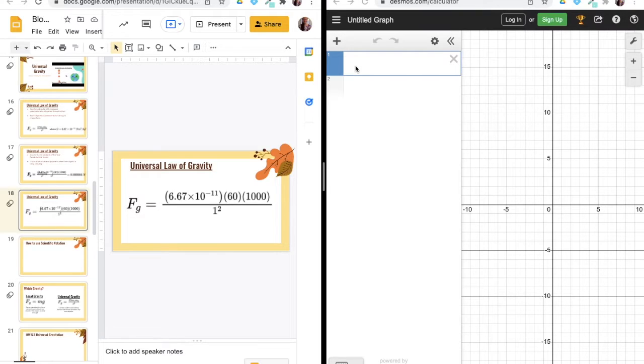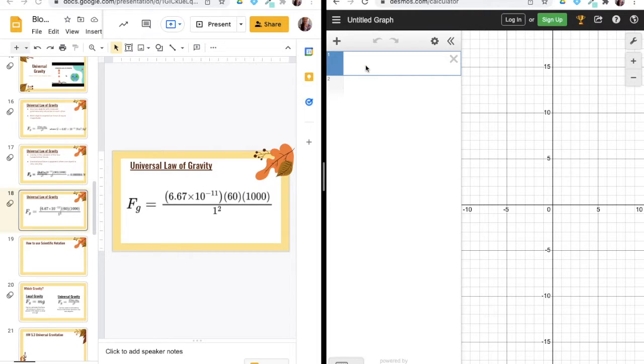Hi everyone, Mrs. Basiaga here, and today I'm going to use Desmos to show us how to use scientific notation with a calculator. So on the left, I have the equation I'm trying to solve. This one comes from the universal law of gravity.